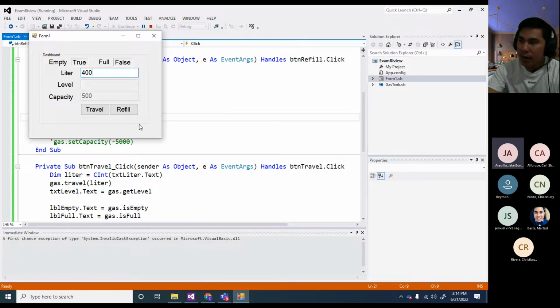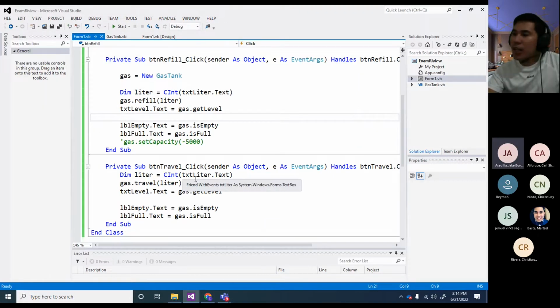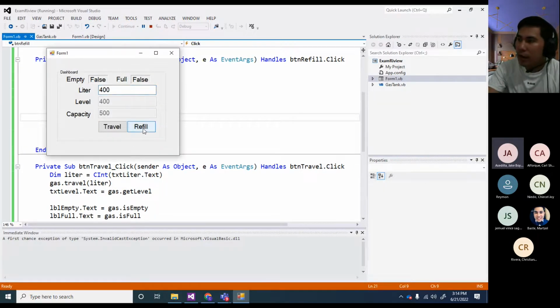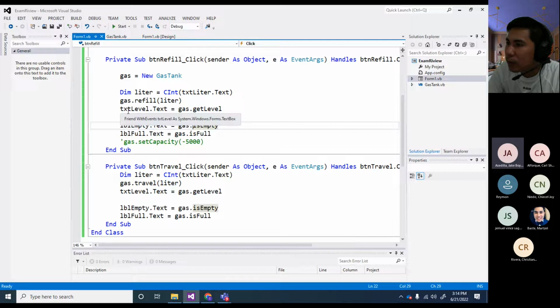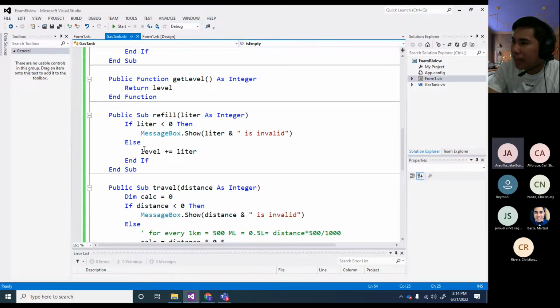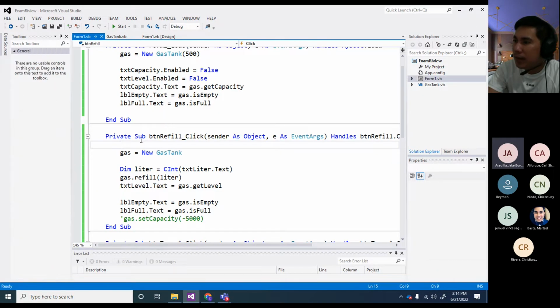So, 400 refill. Then, let's say 100 refill. Oh, what happened? 400. It changed. Sorry, it should get the level. Refill. It didn't add. Wait ha. Refill. So, it should be 100 refill, which should make it 500. Where is this? If the refill 3. Okay. Refill.